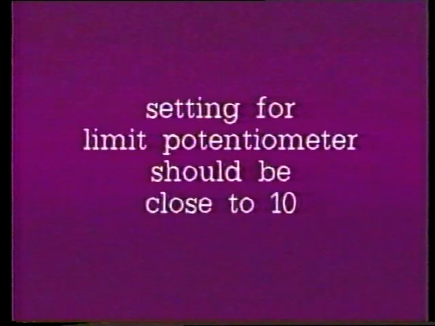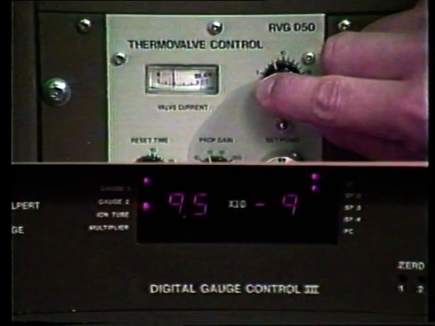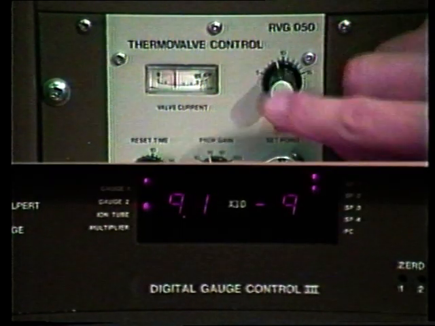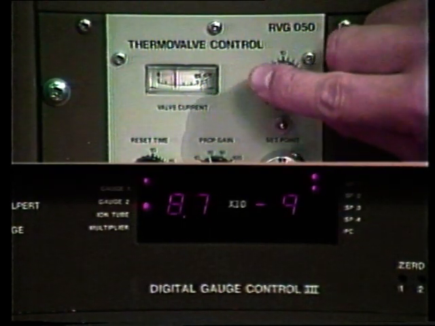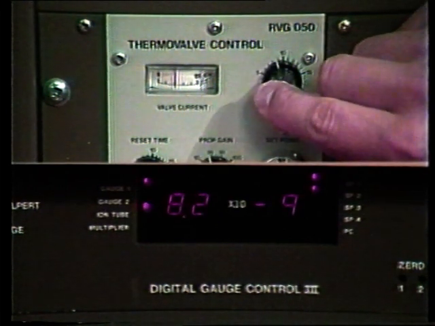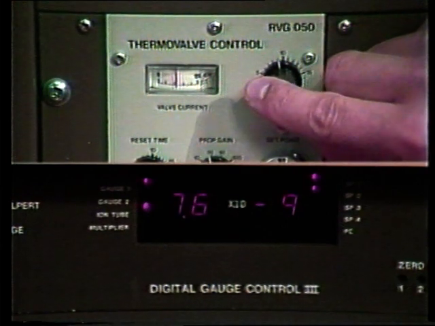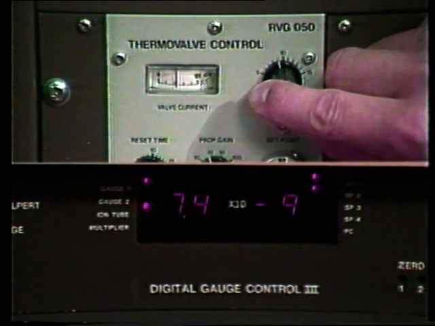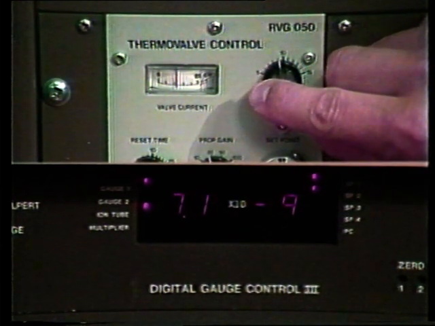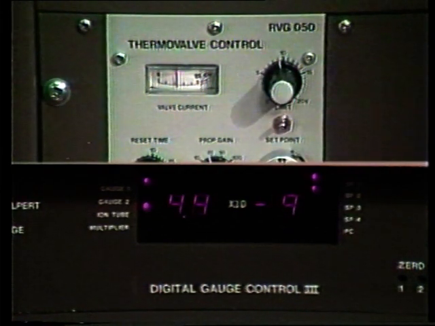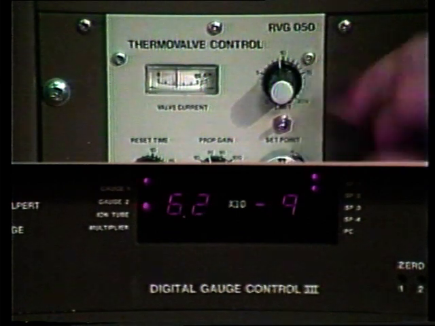The setting for our limit pot should be somewhere close to 10. You can see that we are now in the high 10 to the minus 9 range. So we will set the limit pot at approximately 9, which looks like that should, in essence, close our leak valve.